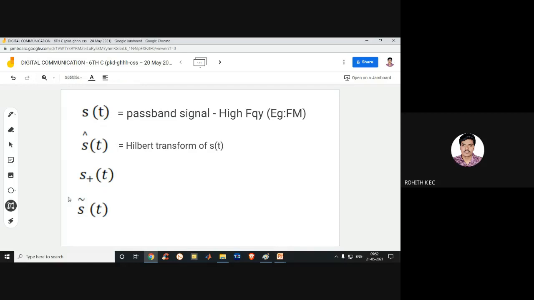Very good. Now, what is S plus of t? Very good, Manohar, Chitra, good. What is S plus of t then? I just discussed all these equations, and these are the equations that we have been discussing from last couple of classes. What is S plus of t? Please answer in the chat box.